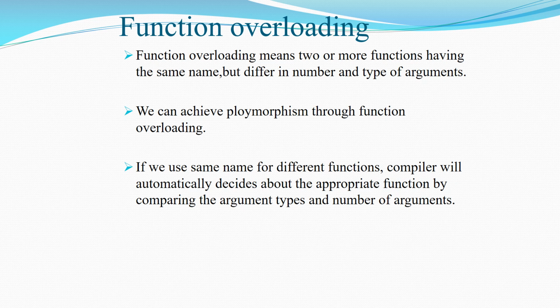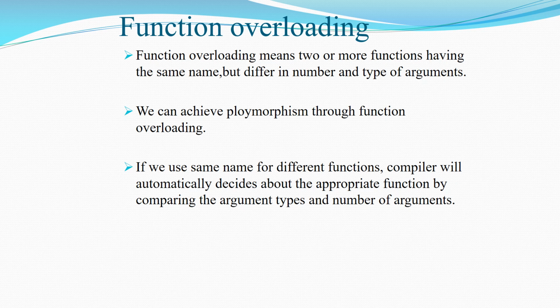It is only through these differences that the compiler can differentiate between the overloading functions. We can achieve polymorphism through function overloading. If we use the same name for different functions, the compiler will automatically decide the appropriate function by comparing the argument types and number of arguments.